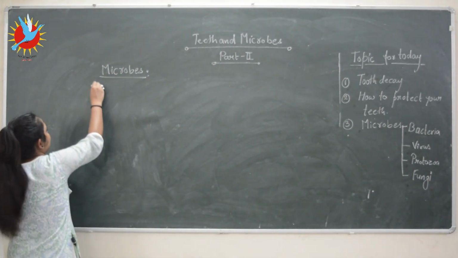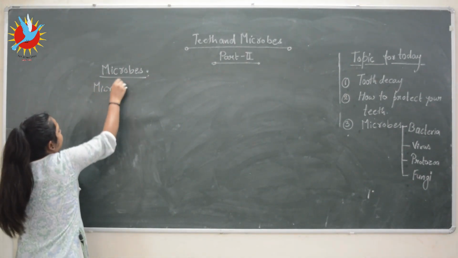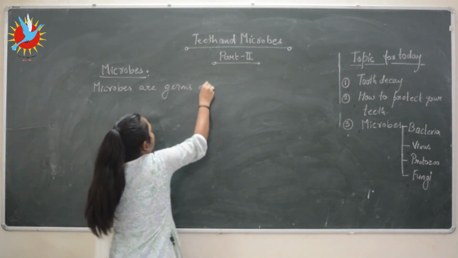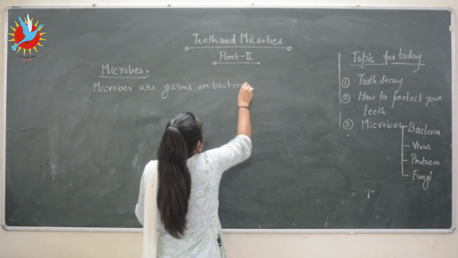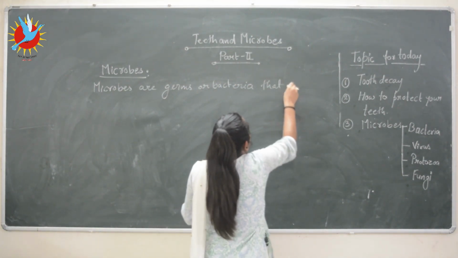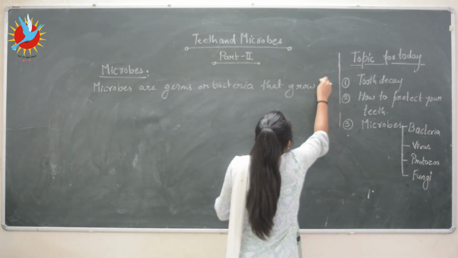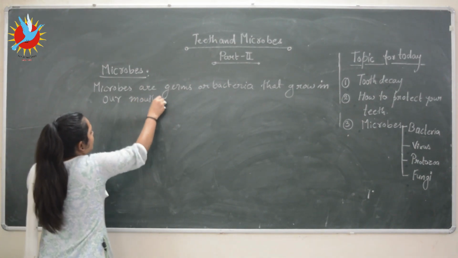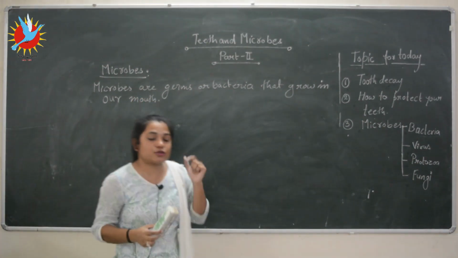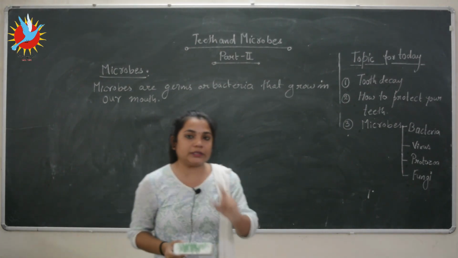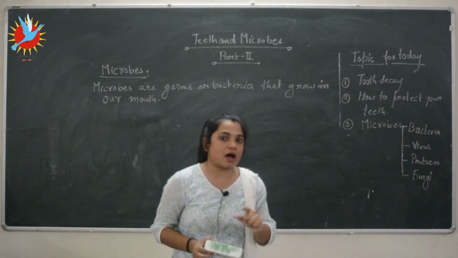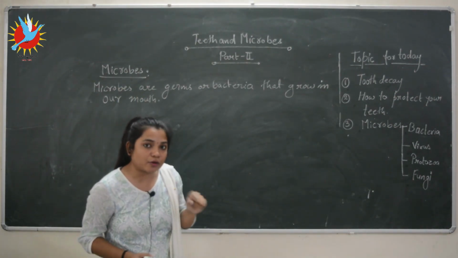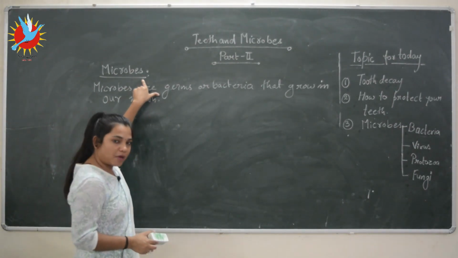So the definition is microbes are germs or bacteria that grow in our mouth. Now students, these microbes are so small that they can be seen only under a microscope, and that is how they got their name microbes. Since they can be seen only under a microscope, that is why they are also known as microbes.